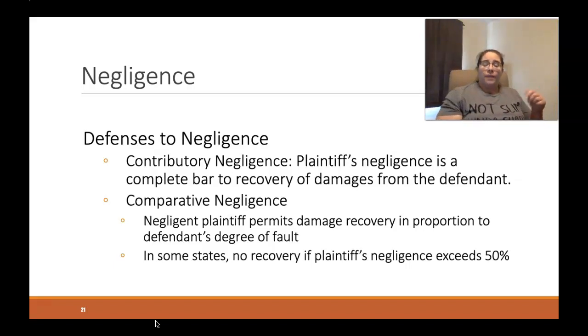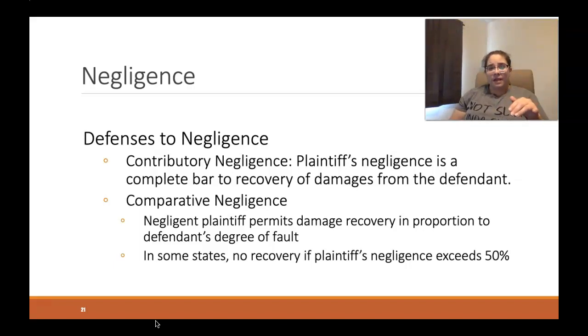Contrast that with a comparative negligence state, where the plaintiff or the person who says they are harmed can contribute to their own negligence and still recover for the portion that they were not responsible. So let's say you were 51% responsible for an accident in the state of California, or in a state that utilizes a pure comparative negligence standard. You would be entitled to 49% of your damages from the other party because they were 49% negligent.